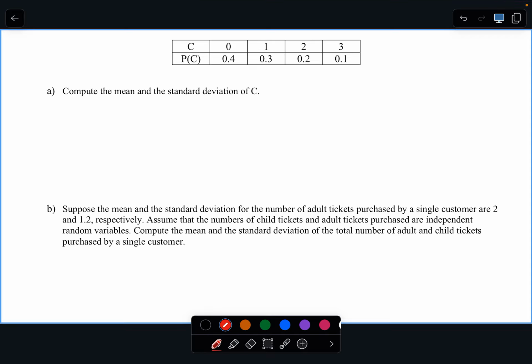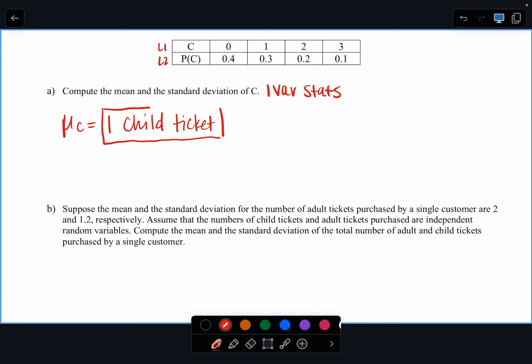So again, I would go straight to 1var stats. I would put this as L1, I would put this as L2, and just for the sake of time, mu of C ends up being 1 child ticket. Oops, ticket. Bless you. And standard deviation of C ends up being 1 child ticket.